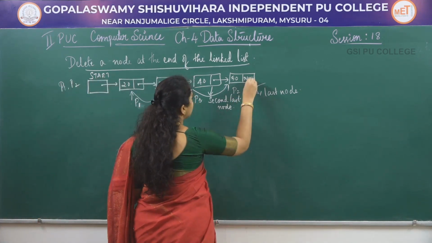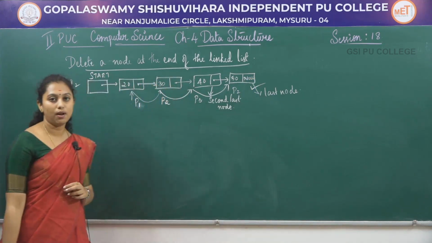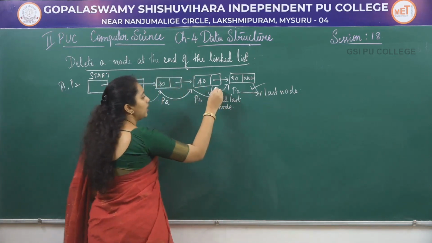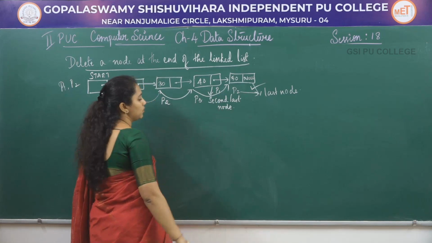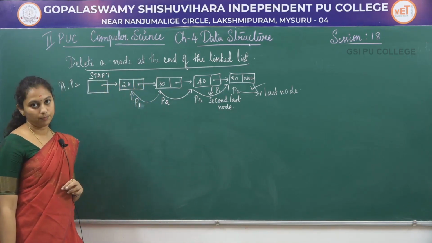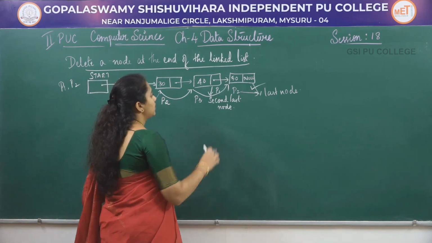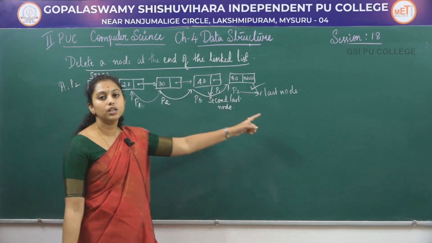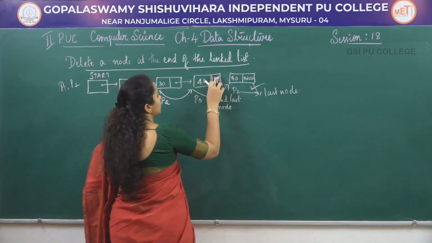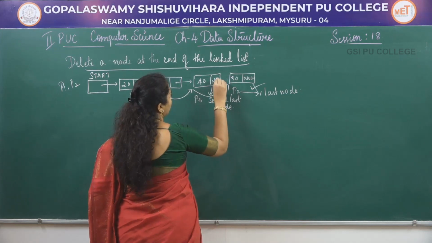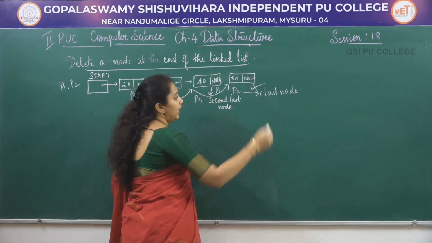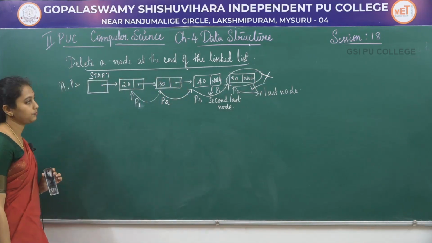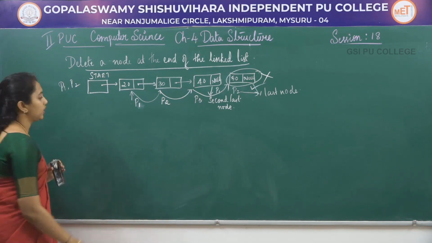In the last node, it contains null as its value in the link field. So I am going to consider this as the last node, and this will be the previous node, that is the second last node. So while deleting, first I have to remove the link from the third node to the fourth node. In the third node, I am going to write null, and we are going to free this last node. So now let's write an algorithm for this.